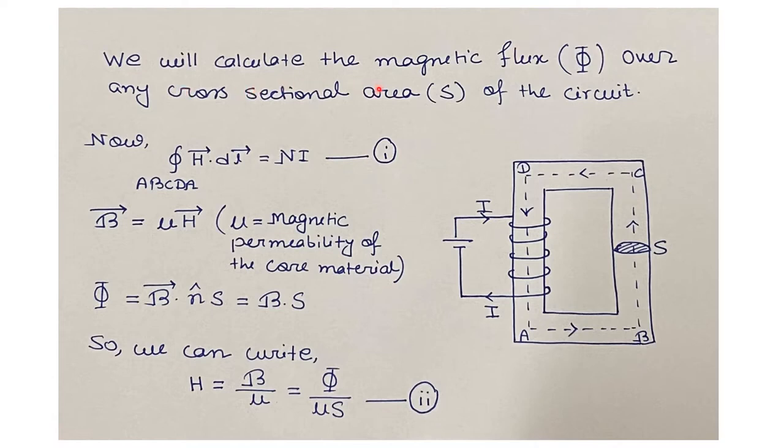Now we will calculate the magnetic flux phi over the cross-section area S in the circuit. According to Ampere's circuital law, the closed path integral of H vector is NI, where the closed path integral is taken on the closed path ABCDA. Now we know our B vector is basically mu times H vector, where mu is the magnetic permeability of the core material. Flux is defined as B times the cross section, that is B into S. We can write our H vector as B by mu. Now B is basically phi by S, so our H vector is phi by mu S.